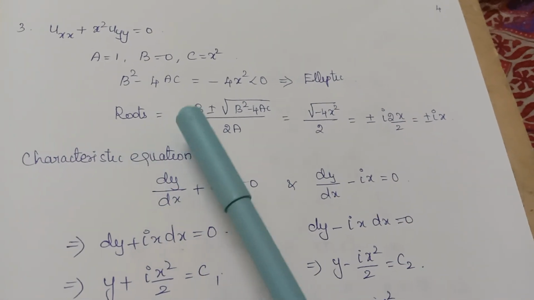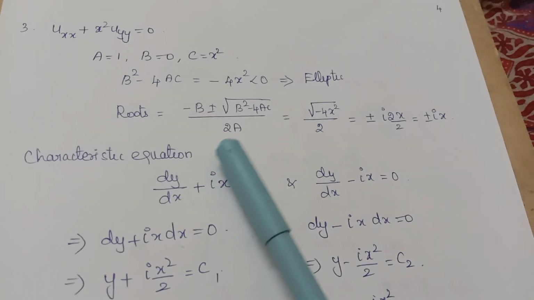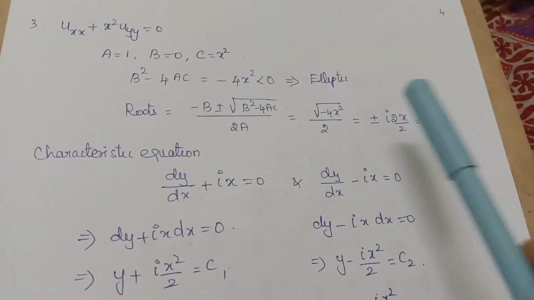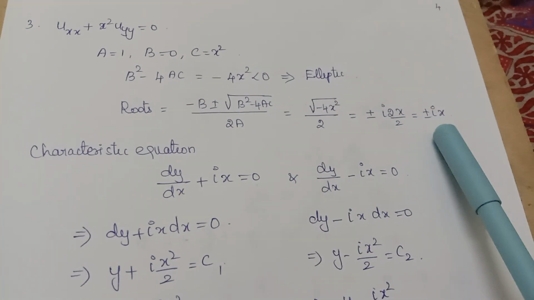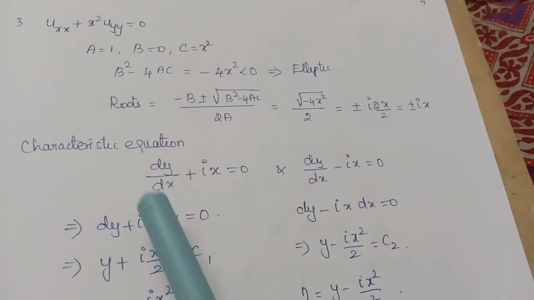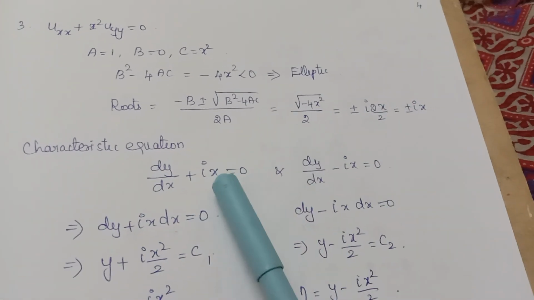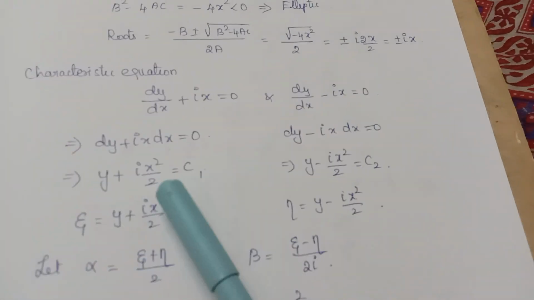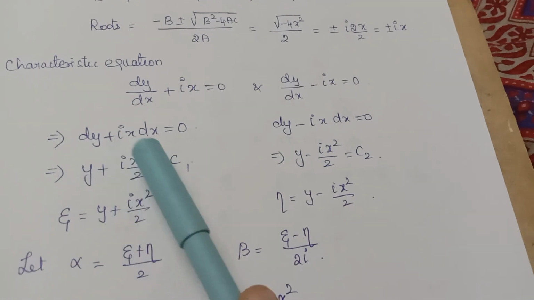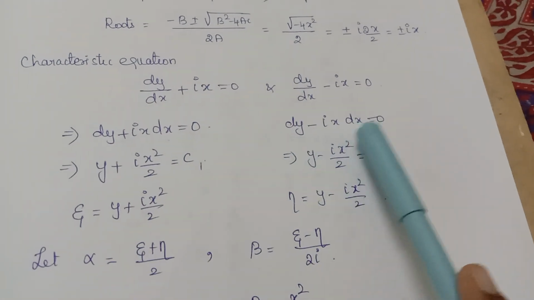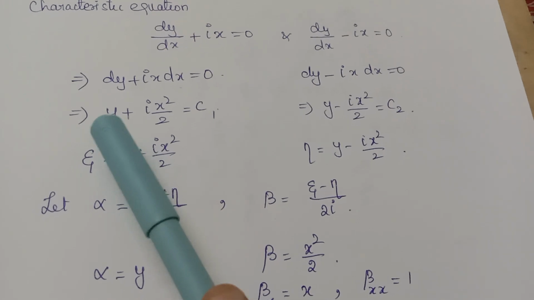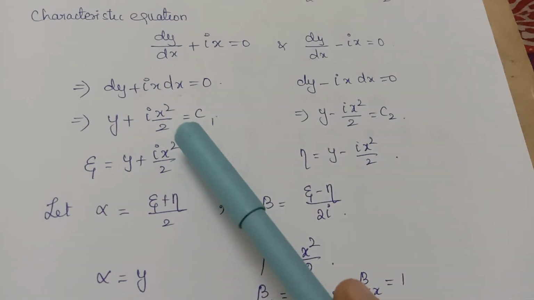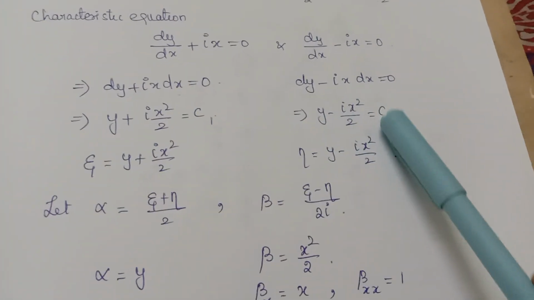So the roots are given by minus b plus or minus root of b square minus 4ac by 2a, so equal to plus or minus ix. So when you have elliptic type, you will be getting complex conjugates. So the characteristic equations are given by dy by dx plus ix equal to 0, and the other one is dy by dx minus ix equal to 0. So we have to solve these two equations. So here it is dy plus ix dx equal to 0, and here dy minus ix dx equal to 0. So if you integrate, y plus ix square by 2 equal to c1, y minus ix square by 2 equal to c2. So this is our psi and this is our eta.